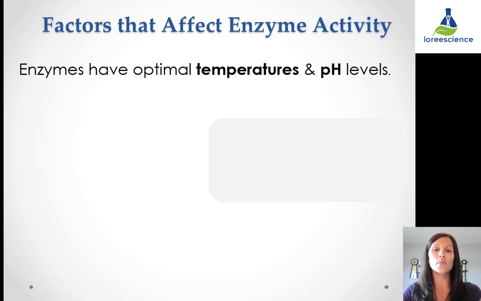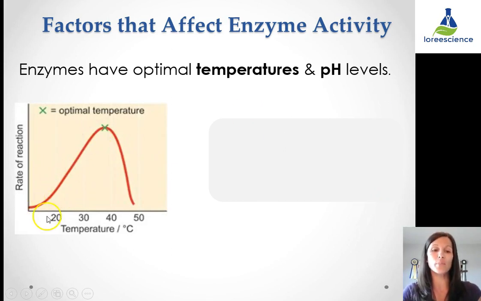Enzymes also have optimal temperatures and pH levels. So if we take a look at optimal temperature, noticing that as we increase the temperature, the rate of reaction increases, or it happens faster and faster. Well, if you think about particle theory, the more that those molecules are moving around, the more likely they are to bump into one another. Therefore, the more likely the substrate will find the active site, more likely the reaction will progress.